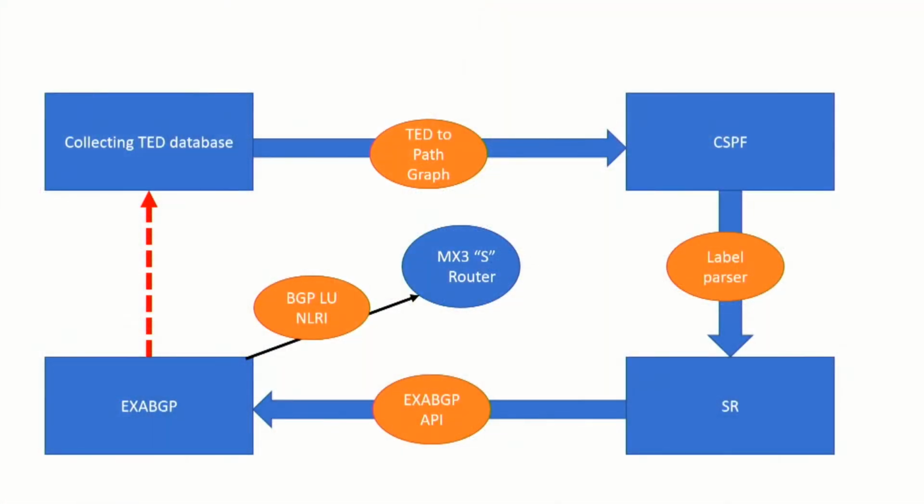The first thing is we collected the relevant information using the TED database. We converted it into a graph. We used an SPF algorithm based on cost. And we generated labels, which were used for segment routing. This was then given to XRBGP using an API. And we used BGP LU NLRI to push it into the routers.